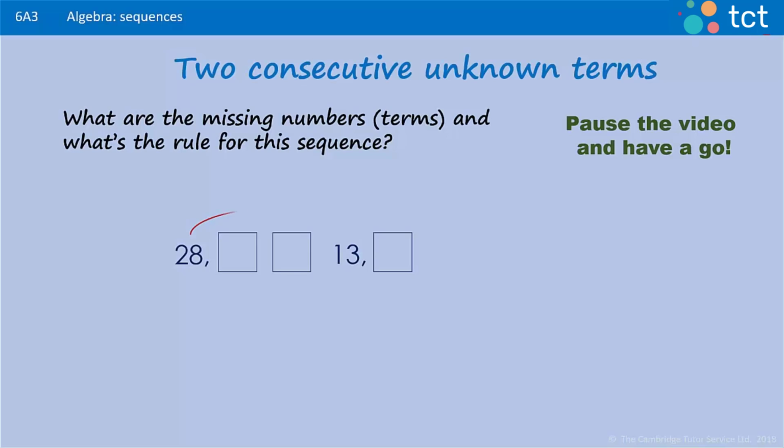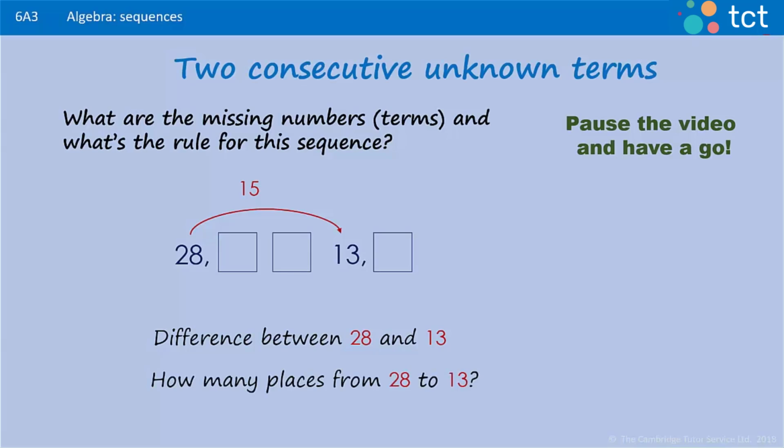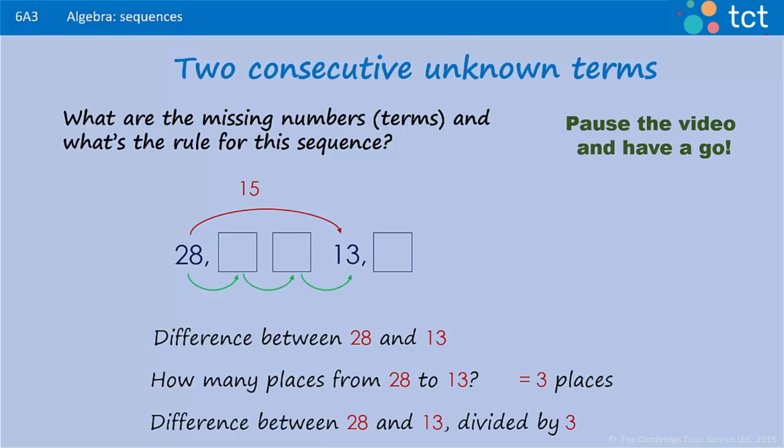Start off finding the difference between 28 and 13. And the difference is 15. How many places to get from the term 28 to the term 13? 1, 2, 3. So we're going to divide that 15 by 3. 15 divided by 3, that's 5. Remember, the terms are getting smaller, so the rule will be minus 5.